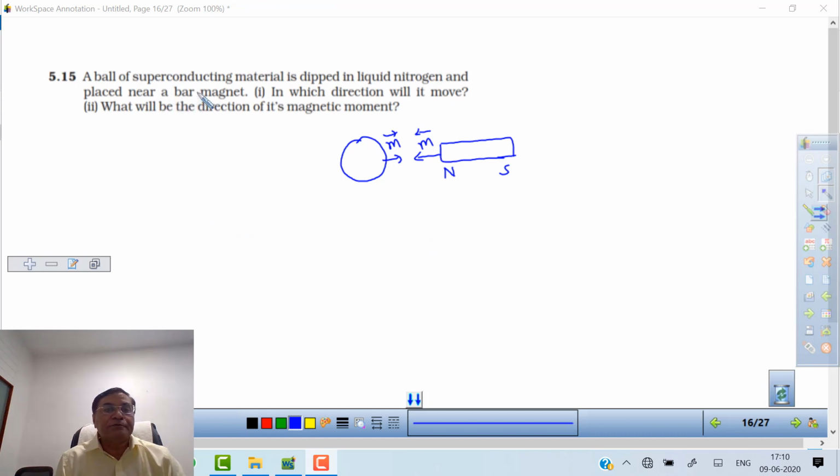A ball of superconductor material is dipped in liquid nitrogen and placed near a bar magnet. In which direction will it move? When it is dipped in liquid nitrogen, it becomes a superconductor. Superconductors are diamagnetic. So when it is placed near the bar magnet, a magnetic moment is induced in such a way that it opposes the external magnetic field.